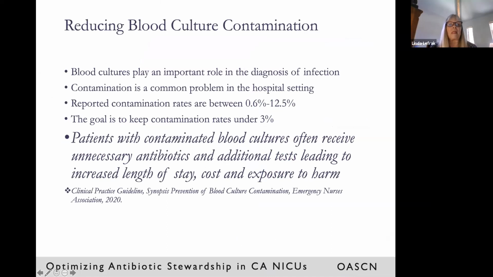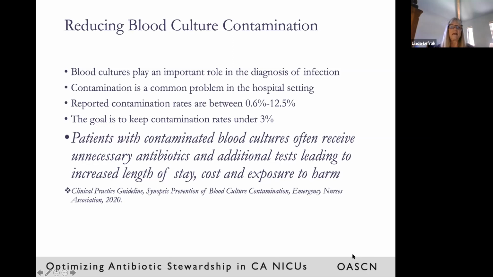So if you look at the literature on blood culture contamination and just guidelines in general, it's very difficult to find a consensus statement or a practice guideline. I found this practice guideline from the Emergency Nurses Association in 2012. It was very comprehensive, well referenced, and then they updated it in 2020. So the bulk of what I'm going to be sharing with you is from that particular practice guideline, and I can send that out for any of you that would like to read it in detail.